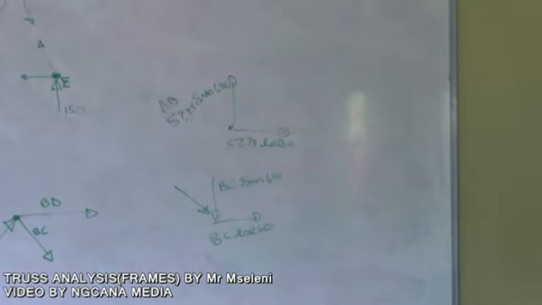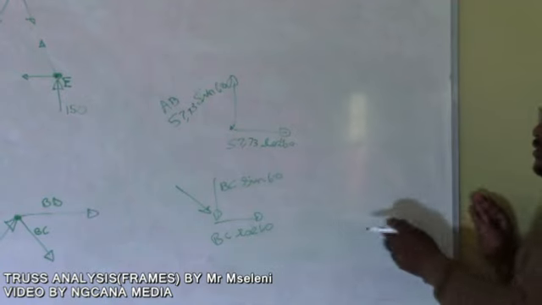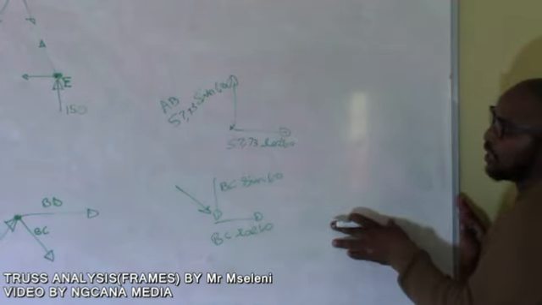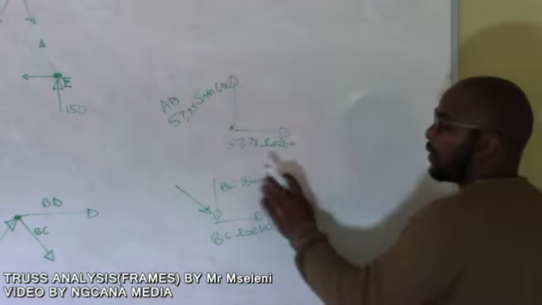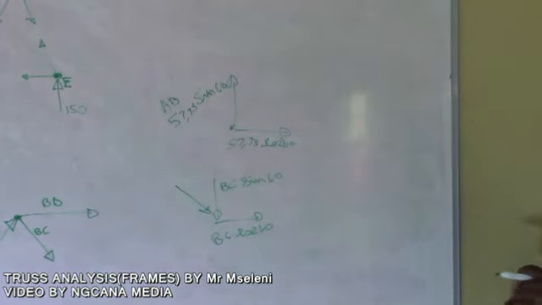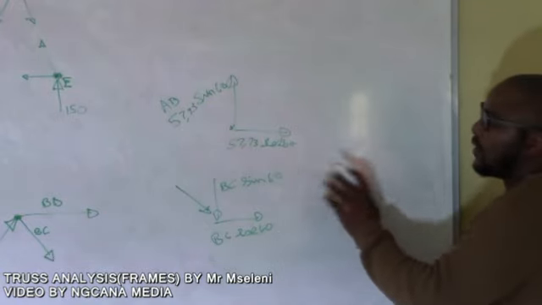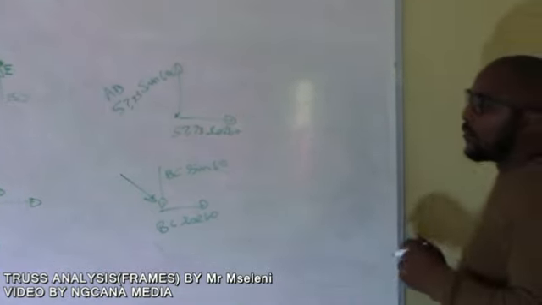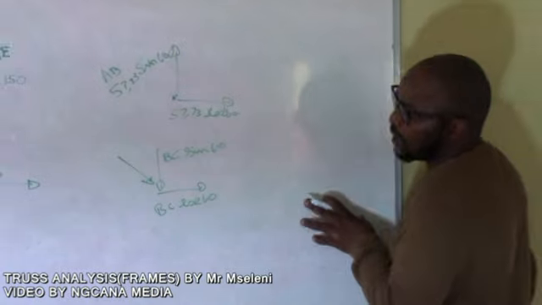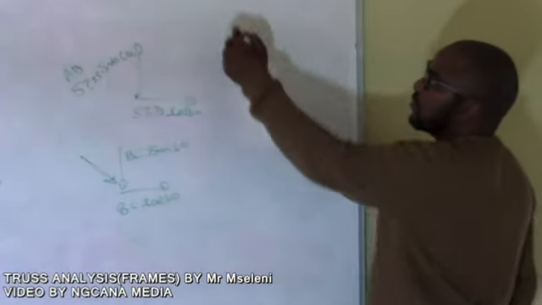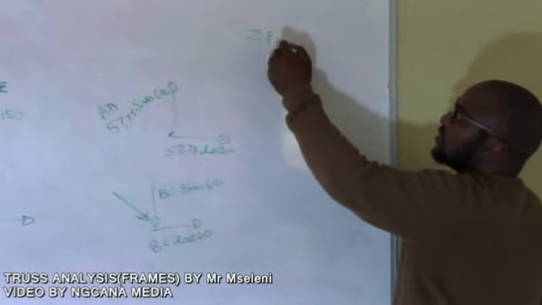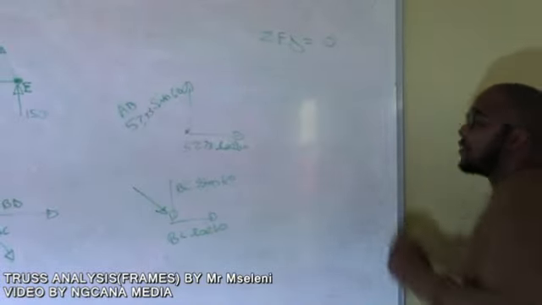Therefore, if we're doing it that way, what we're going to do is check on the x components and the y components. If you check, you can see that we've got our y components, which is the sum of forces in the y direction equals 0.